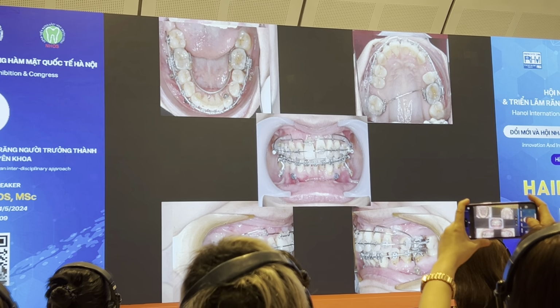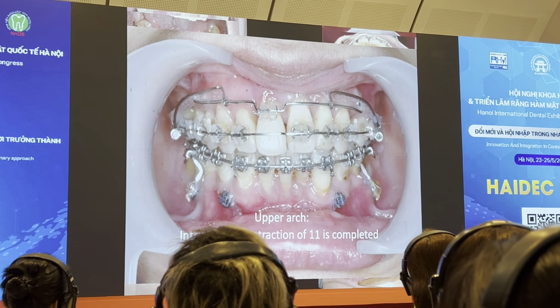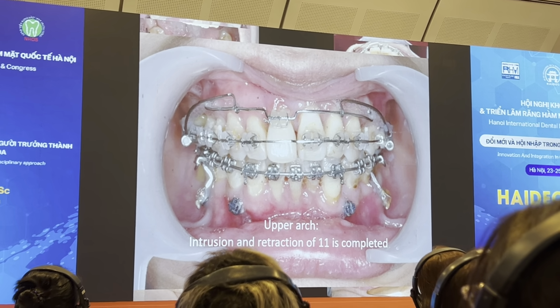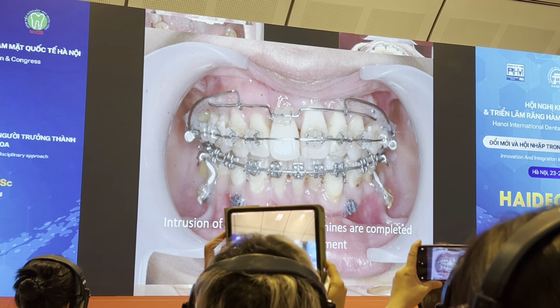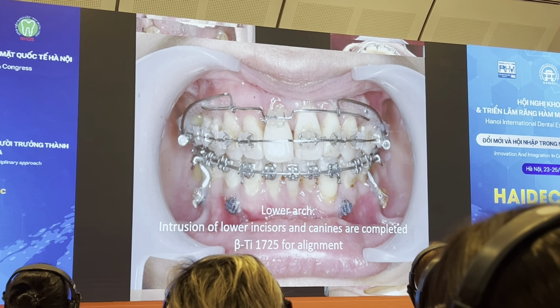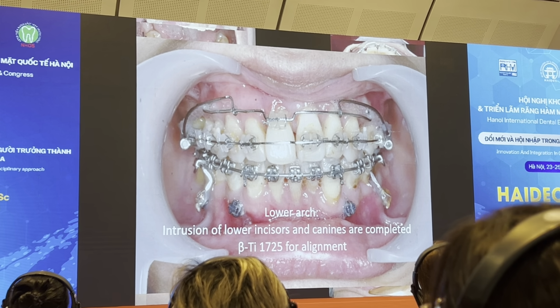The patient returned to my clinic with the oral hygiene improved. On the upper arch, the intrusion and retraction of 1-1 was completed. On the lower arch, the intrusion of low incisors and canines were completed. At this time, a beta titanium 1725 arch wire was used for alignment.